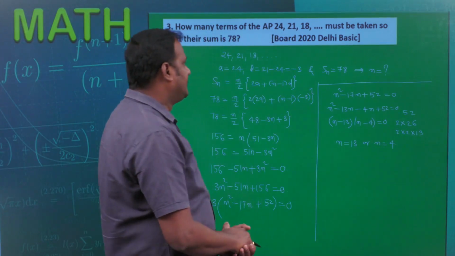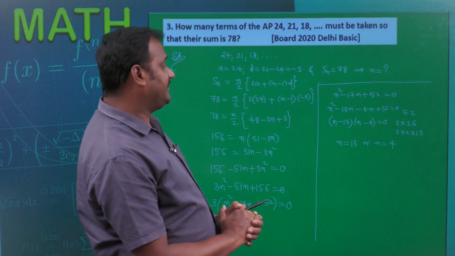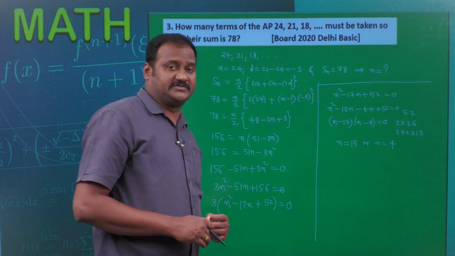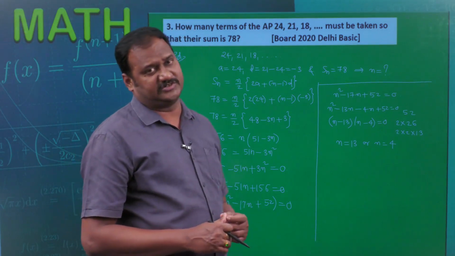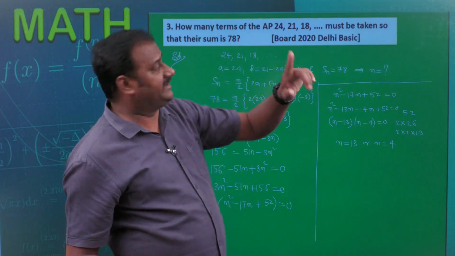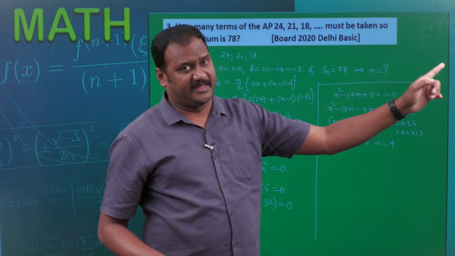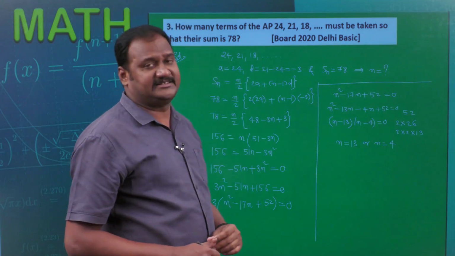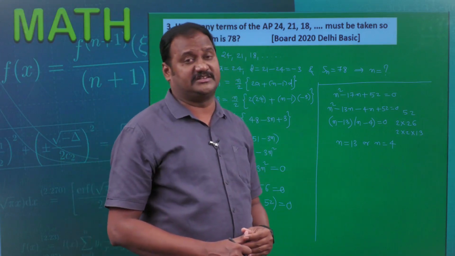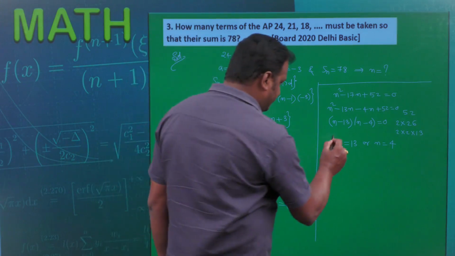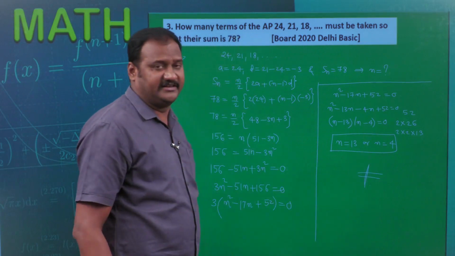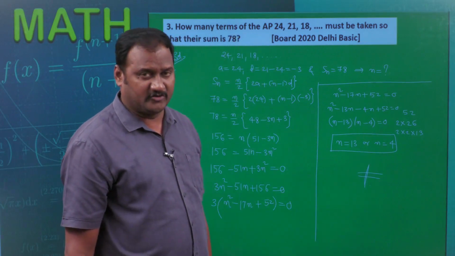What do you mean by this? It means you can find the first 13 terms whose sum is equal to 78, or the first 4 terms whose sum is equal to 78. Is it possible? Absolutely possible, because you will get negative terms also in this arithmetic progression, because this is a decreasing arithmetic progression. So there is a possibility that the sum of 13 terms of this arithmetic progression is 78 and the sum of 4 terms is also 78. Therefore, both n is equal to 13 and n is equal to 4 can be considered as our required values of n. Hope you understand?